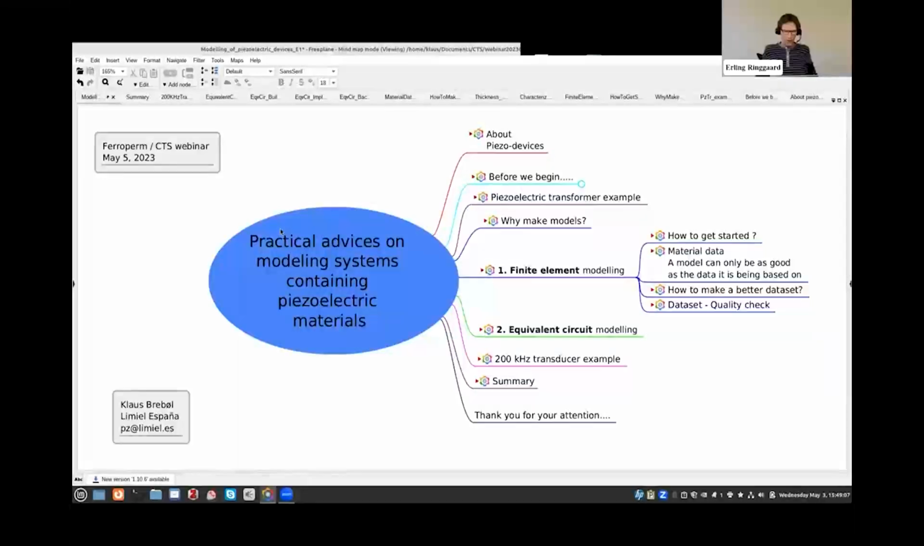We already have the first question. So this question is, how close can the pulse echo voltage predicted from the KLM model match real experiments?